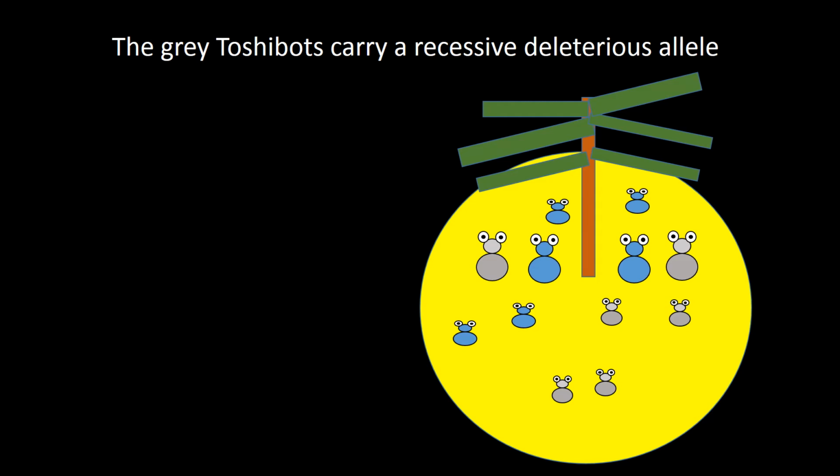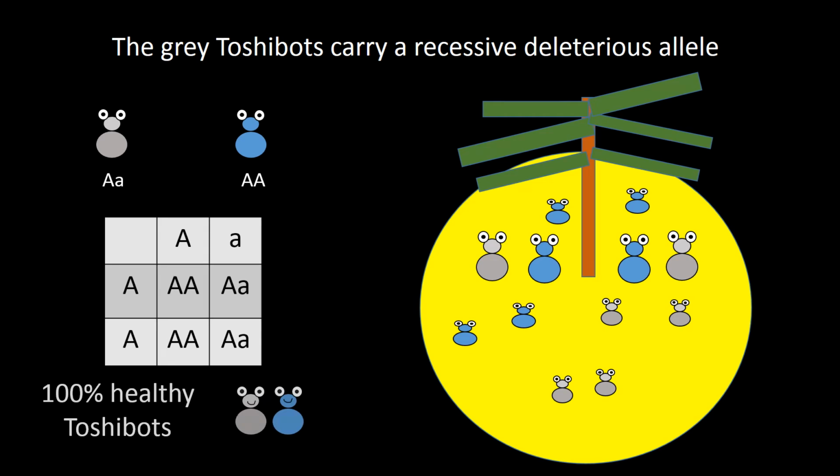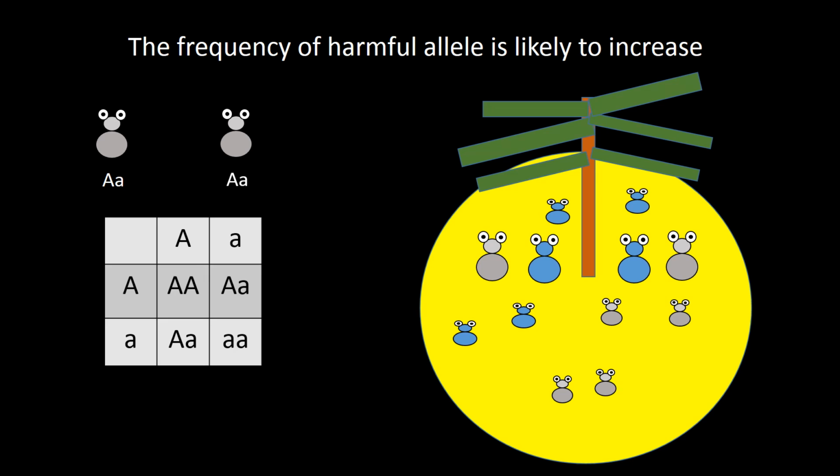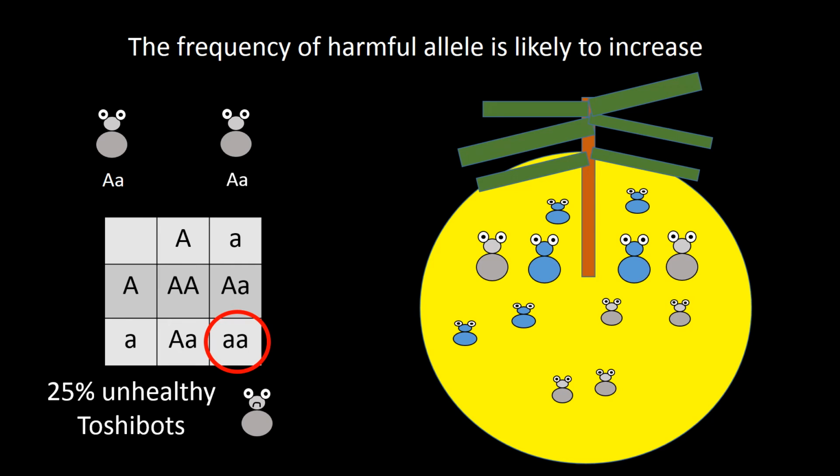So say for example our grey Toshi bots here are carrying a recessive deleterious allele. Now why is that a problem? Well, it might not be a problem if they breed with a homozygous healthy Toshi bot, because that means all offspring are going to be 100% healthy in terms of the phenotype, even though you are going to get some heterozygous Toshi bots. The problem is that they're more likely, due to the reduced gene pool, to breed with another Toshi bot carrying the harmful allele, and that will mean in terms of genetic cross that we're going to get 25% of the Toshi bots with the unhealthy phenotype.